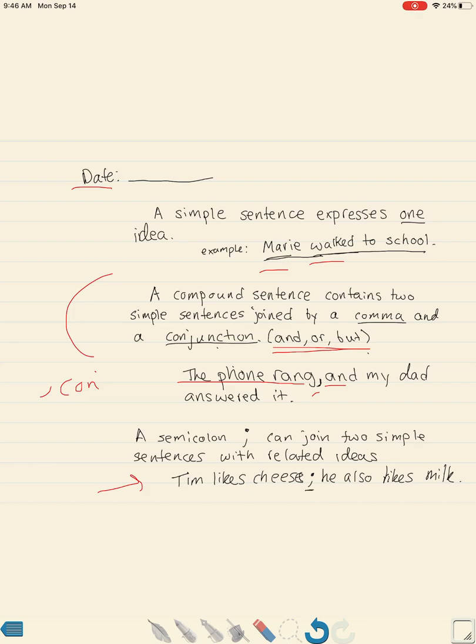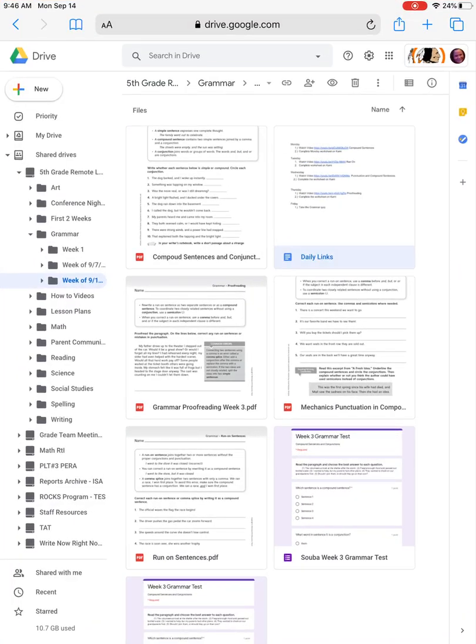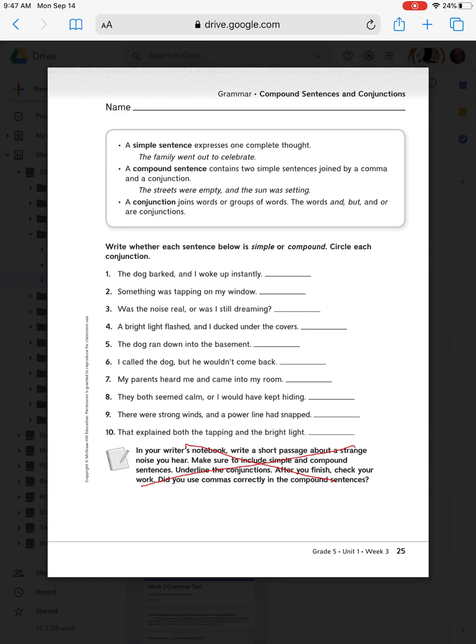All right, boys and girls. For your homework, the top says the same thing: what a simple sentence is, what a compound sentence is, and what a conjunction is. It says write whether each sentence below is simple or compound, and then circle the conjunction. Please make sure you're writing on the line if it's simple or compound, and then circling the conjunction as well. You've got two things per question.